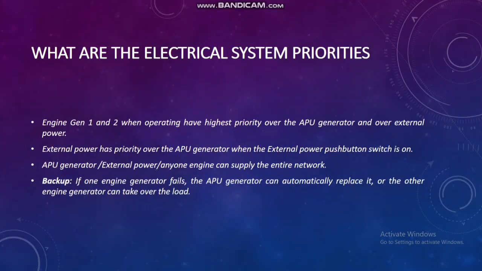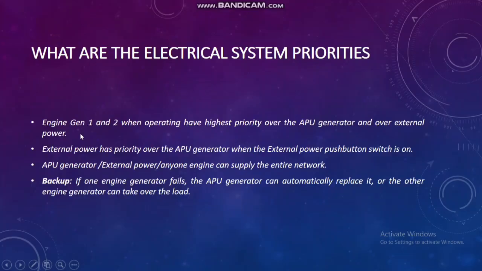What are the electrical system priorities? This is also good to know. Everyone should know this. Engine Gen 1 and 2, when operating, have highest priority over the APU generator and over external power.